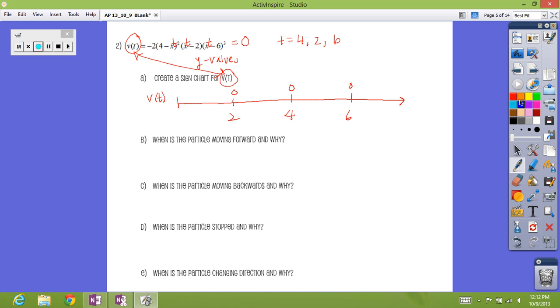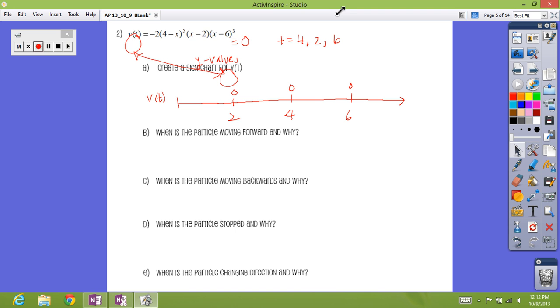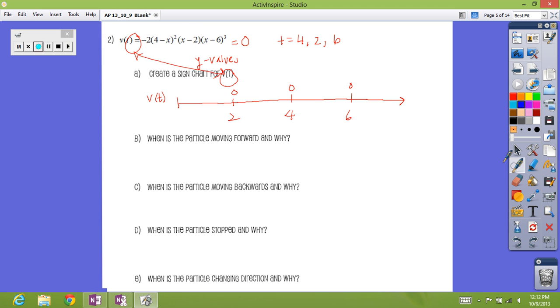Things that are helpful. First of all, I'm just going to erase this so it's not as messy. So things that are really helpful. Number one, if you look at this term right here, it's squared. It tells us two things. It tells us, number one, that to the left of this 4 and to the right of the 4, the signs will not change. We won't know if they're positive, we won't know if they're going to be negative, but we will know that they won't change.